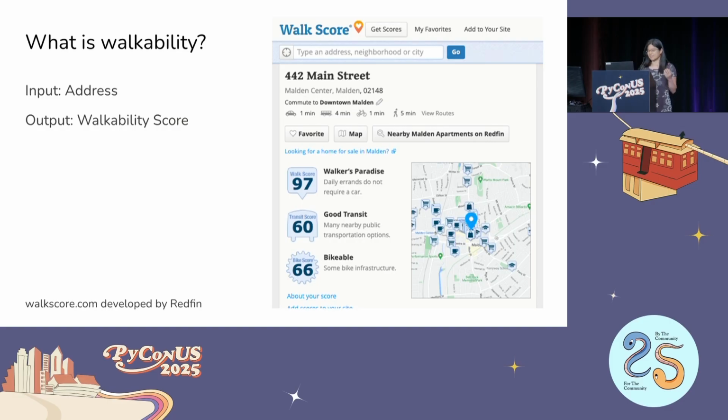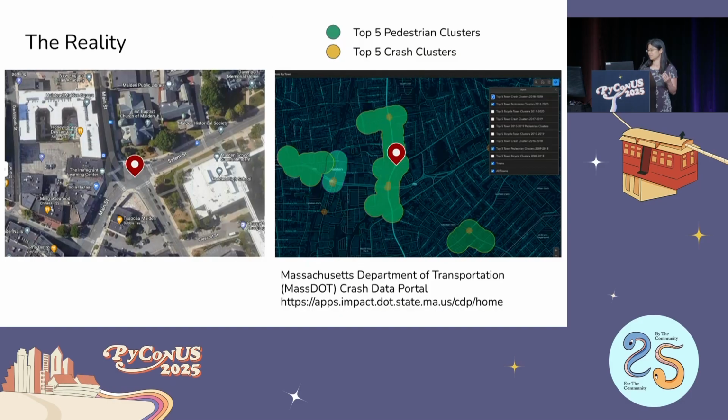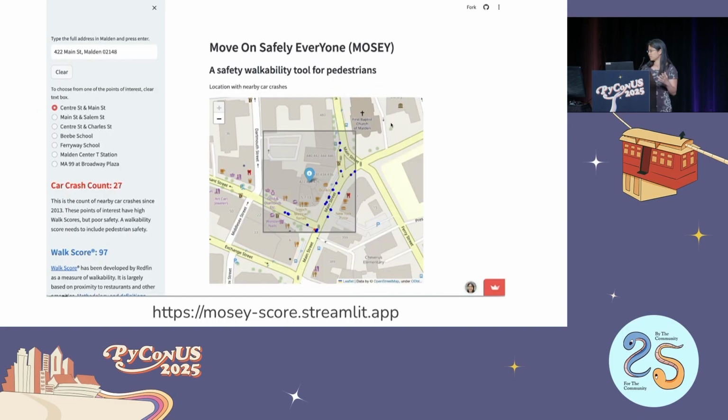But is it safe? The reality is that this is a really busy intersection, that the timing is quite off, and if you look at the Mass.crash crash portal, you find that it's within these top 5 pedestrian clusters, and also these beige ones are crash clusters. So in taking these two ideas, I combined thinking about walk score and thinking about car crashes.